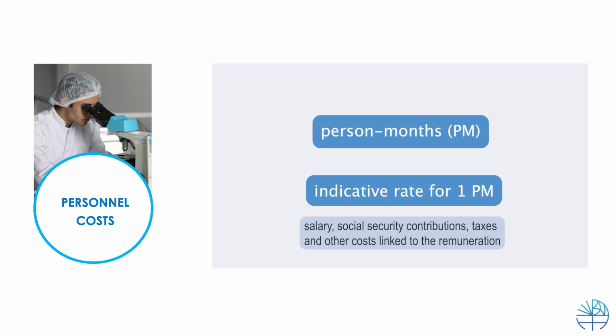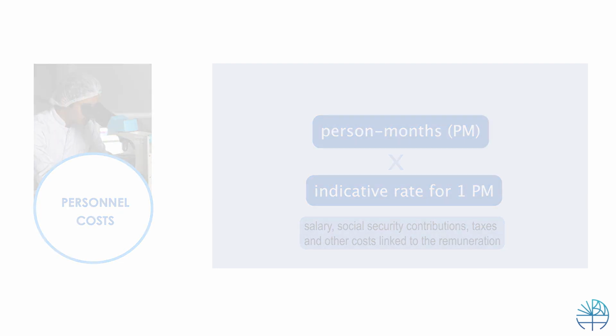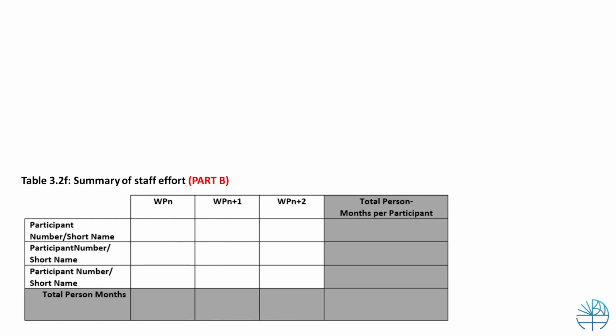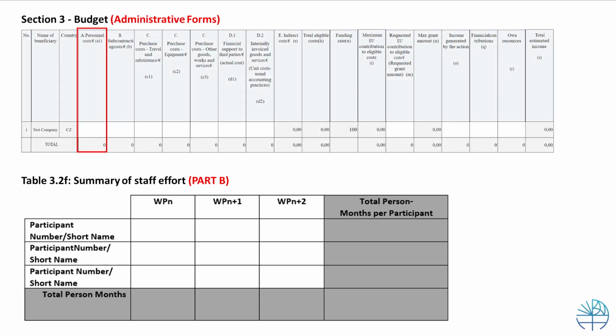Each partner calculates their personnel costs by multiplying their planned person months by the indicative rate of their institution. The number of person months for individual work packages must be planned in the respective table in Part B of the project proposal. Estimated personnel costs are provided in a budget table in the administrative forms.